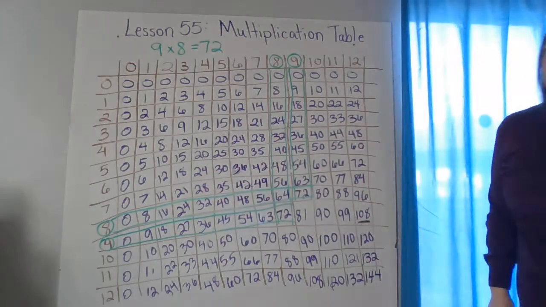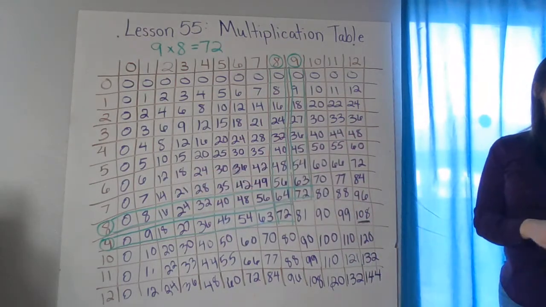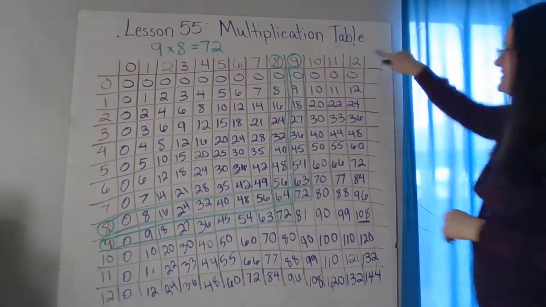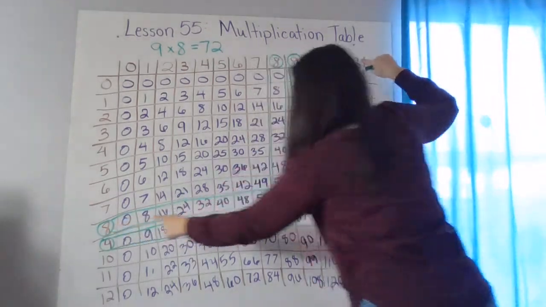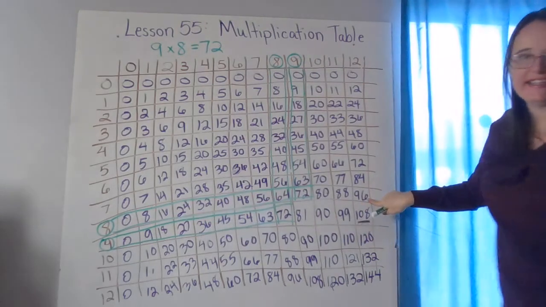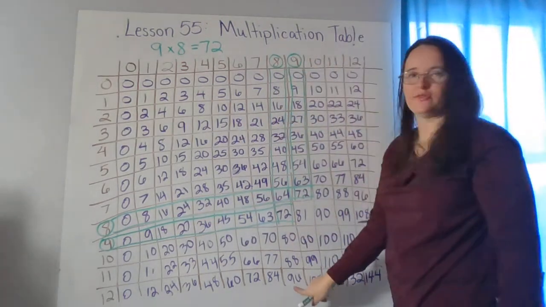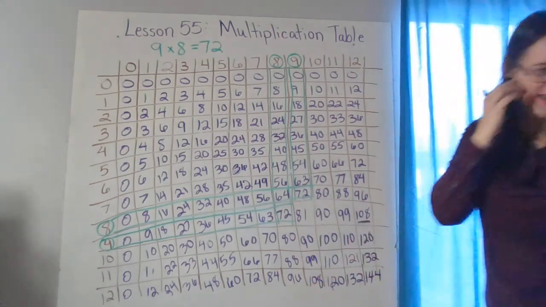The next one, 8 times 12. Ooh. Yes, Riker? 96, he said. So here's my 12. Here's my 8. Found 96 here. Or I could look at this 8 and go all the way down to 12. 96 here. Absolutely.